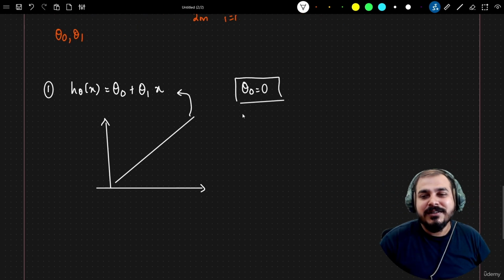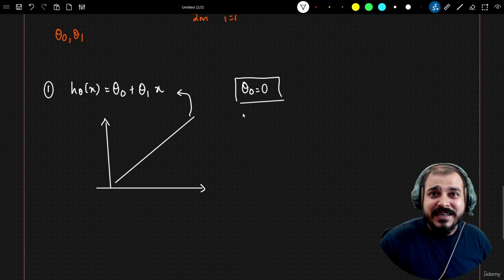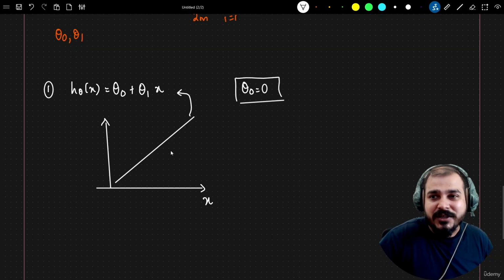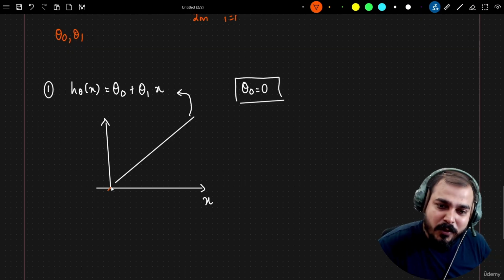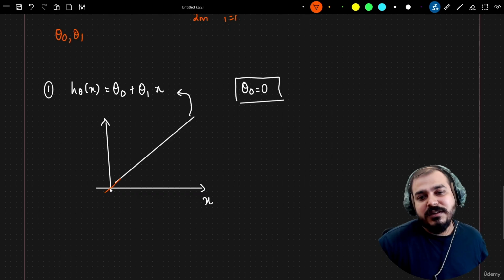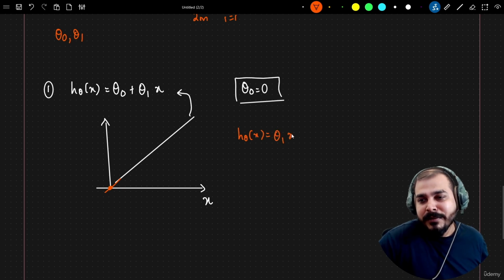So let's consider theta 0 is equal to 0. If I say theta 0 is equal to 0, that basically means when my x value is 0, it is passing through the origin, right? This line is passing through the origin. So this intercept is exactly 0. So now my equation becomes h theta of x is equal to theta 1 multiplied by x.